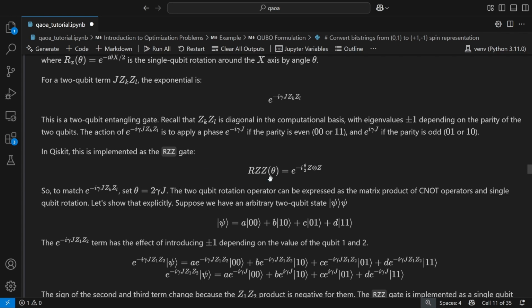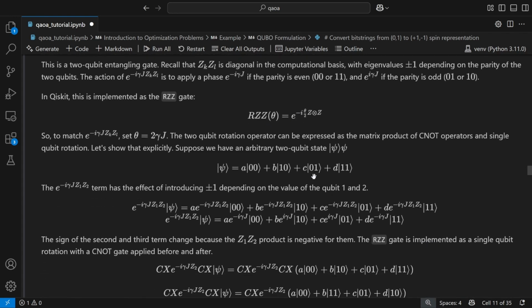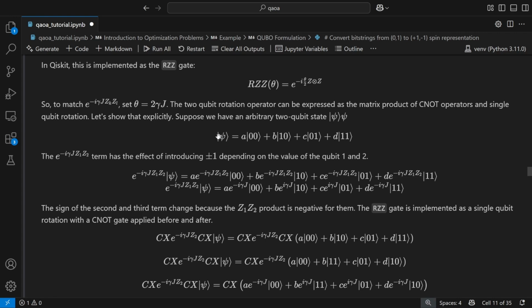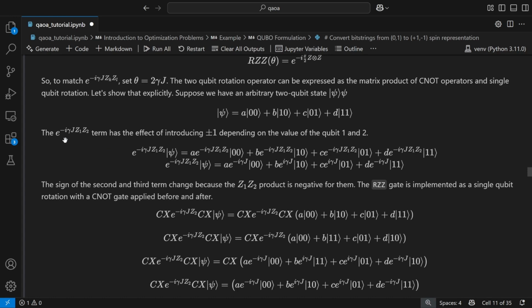But let's take a closer look at this operation and see what it looks like. So suppose that I have this arbitrary state psi. Oh, there's an extra psi here. I made a mistake. Suppose that we have this arbitrary wave function, and we want to apply e to the minus i gamma j z1 z2 to this 2-qubit system.